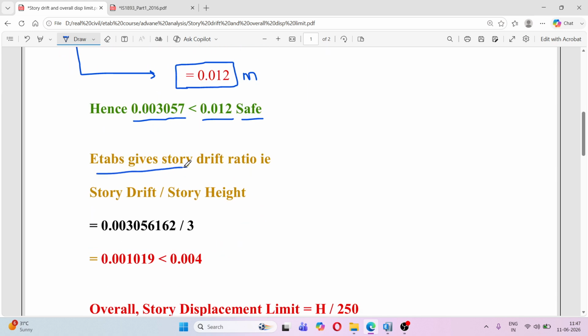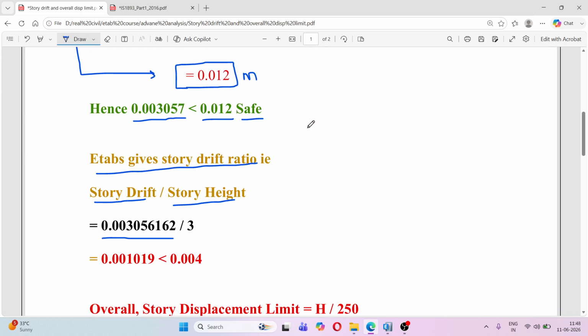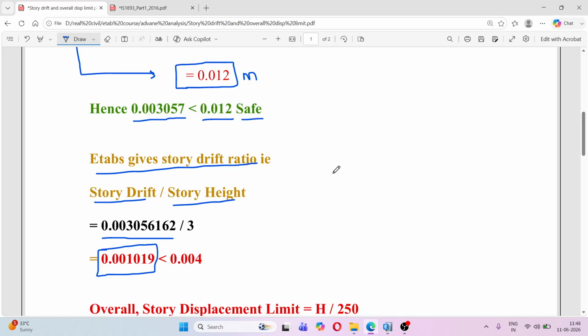But ETABS gives the story drift ratio. That means ETABS gives story drift divided by story height ratio. That's why it is unitless. So the story drift we calculated, 0.003056162, divided by story height, is the value ETABS gives us: 0.001019. We can check here. If I put the cursor on second floor, you can see the value 0.001019. That means ETABS calculated the drift, or drift ratio I would say, correctly.